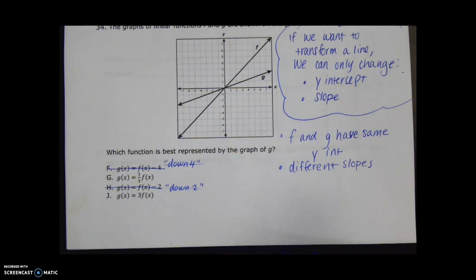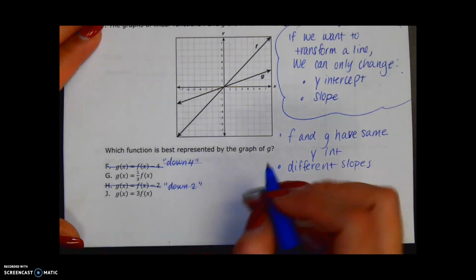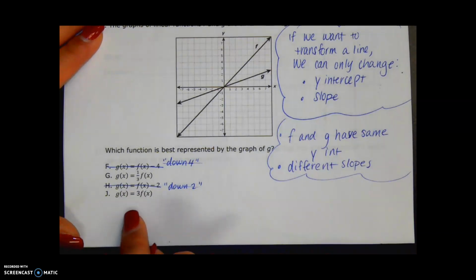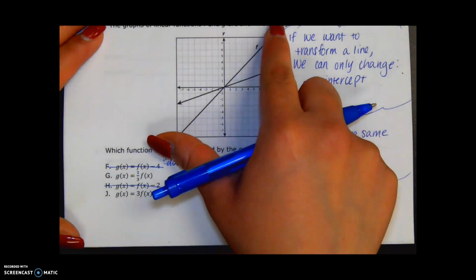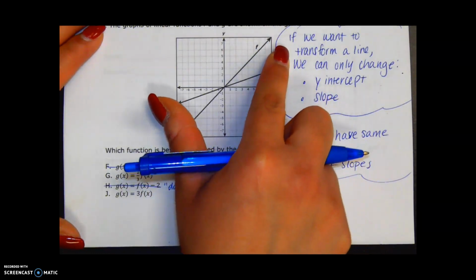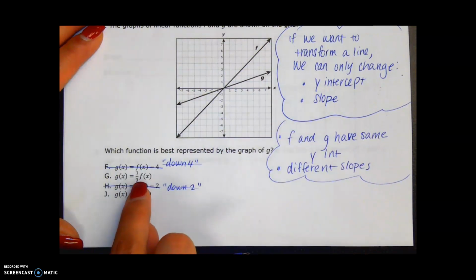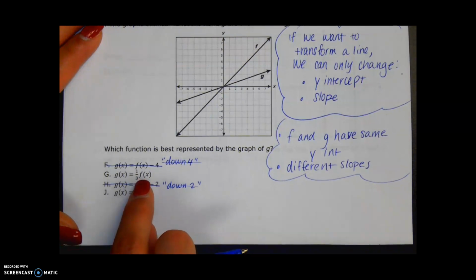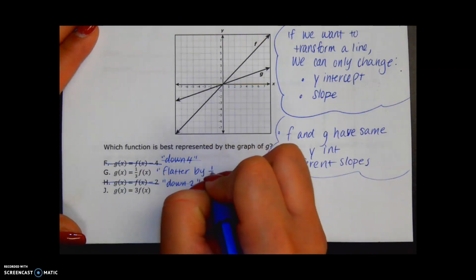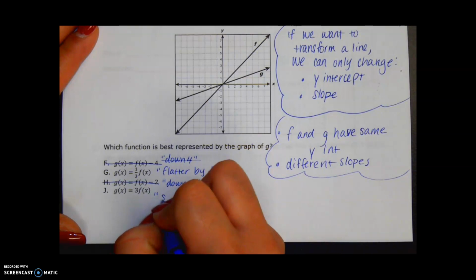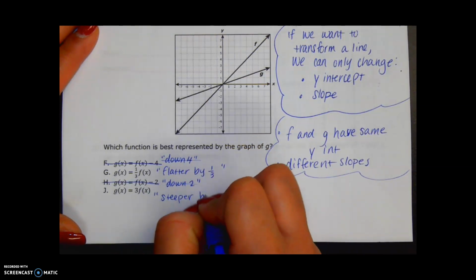So let's think about it for a second. Our options are 1/3 of f(x) or 3 times f(x). Now remember, when we change the slopes, if it's a higher number, it gets steeper. So it's saying G is f, but it's being made flatter, right? Well, 1/3, that's definitely going to be less than 1, which means it's going to be a flatter slope. Flatter by 1/3. And then this one would be steeper by 3.